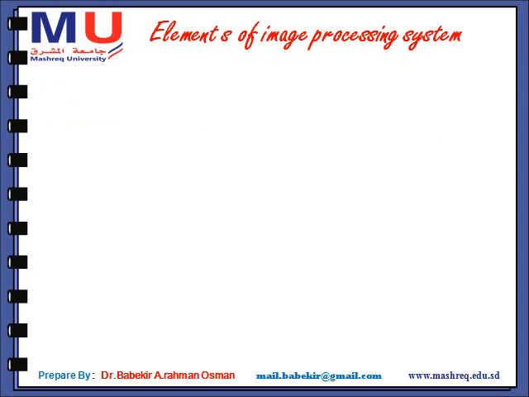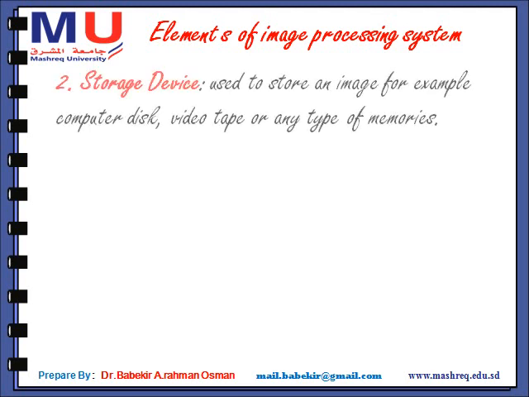Now let us explain carefully the elements of the image processing system based on the functions provided by each one. The first one is the storage device. The storage device is actually used to store an image, for example computer disk, video tape, or any type of memory used for storing information of the image frame.